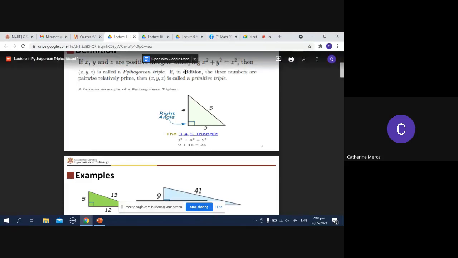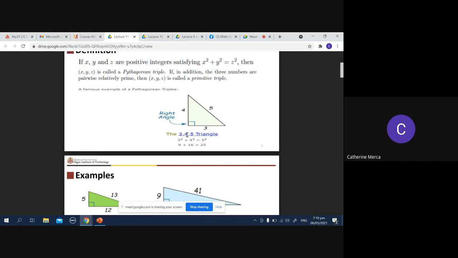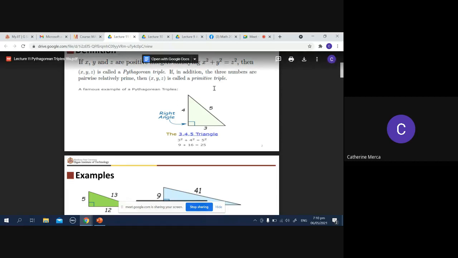Okay? So, what do we mean by primitive triple? If the three numbers are pairwise relatively prime. For example, 3 and 4 are relatively prime, 4 and 5 are relatively prime, 3 and 5 are relatively prime. We call that your primitive triple, from the word prime.